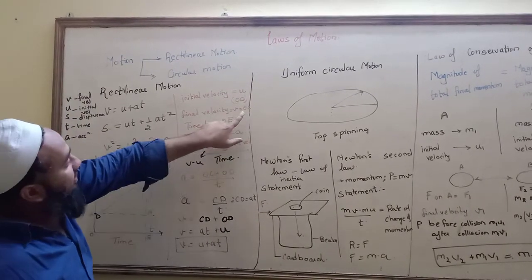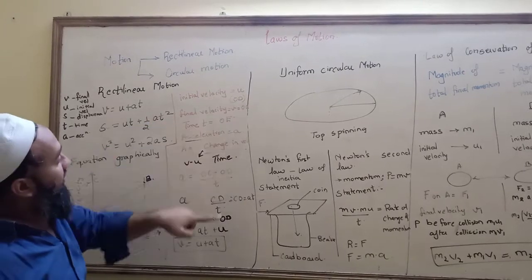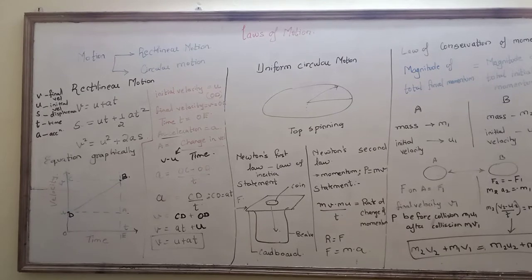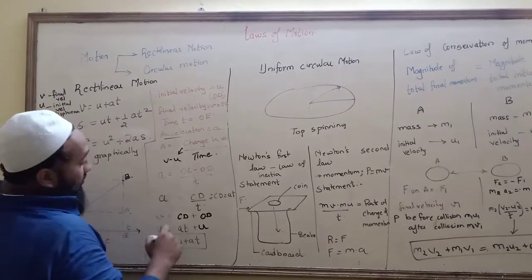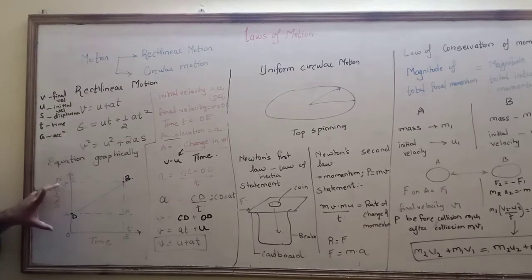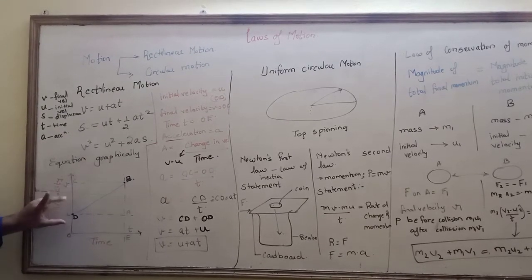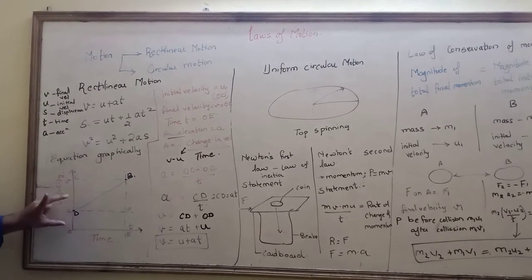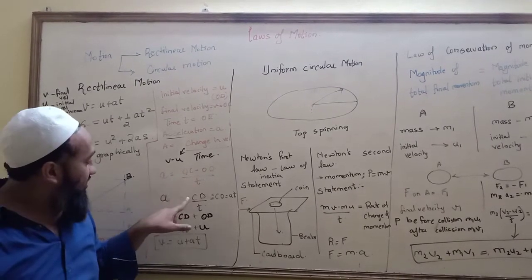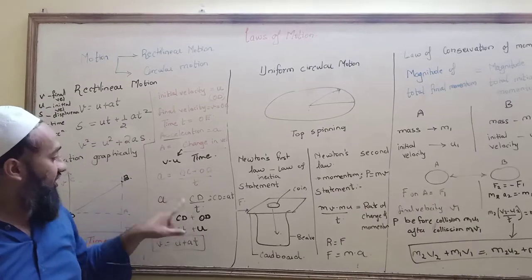But what is v? It is OC. And what is u? OD. So OC minus OD upon t. Are you understanding? Okay. Now come back to the graph. OC minus OD, what will it become? CD. So OC minus OD becomes CD. a is equal to CD upon t.